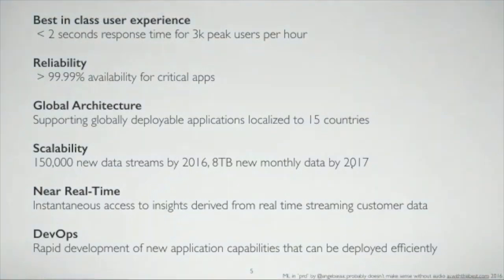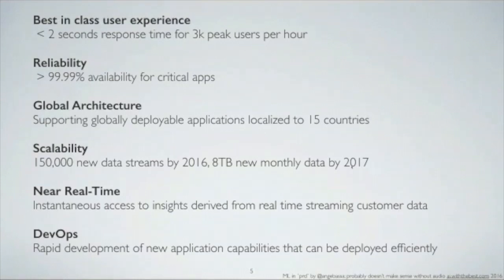We also offer a global architecture. So our apps are localized to scores of countries, and where the deployable applications are, they're localized to 15 countries. So the end user version of energy intelligence software is much larger than this, but the critical applications are localized really quite broadly.